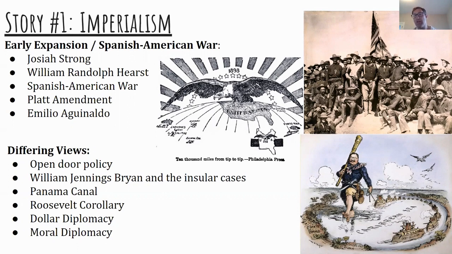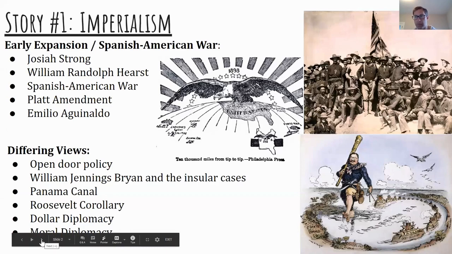Now, this story of imperialism is really going to take us all the way up to World War I. And it helps us understand American foreign policy for really the first, I guess, almost 30 years of this time period. And so that's an important story for us to know, and that's why it's going to be one of the main stories that you need to write down for your review sheet.